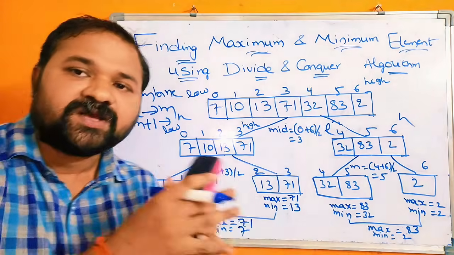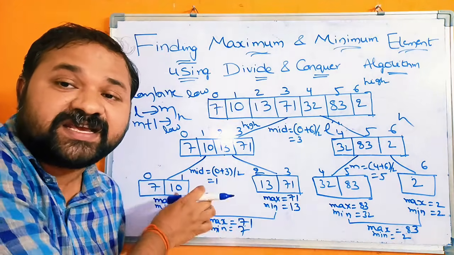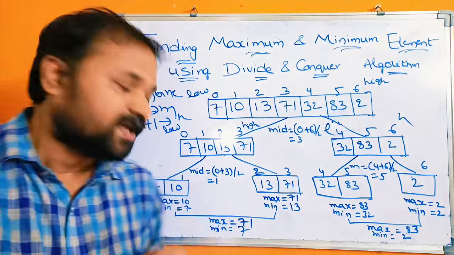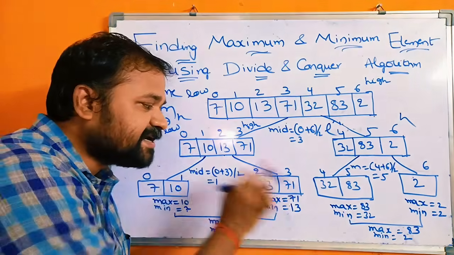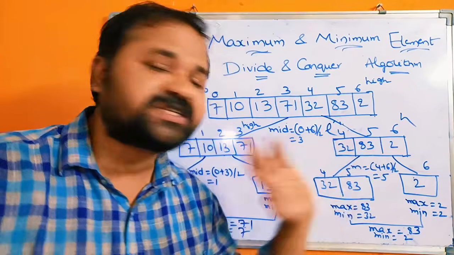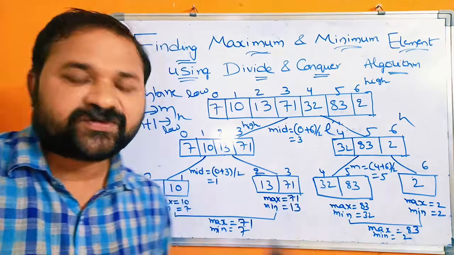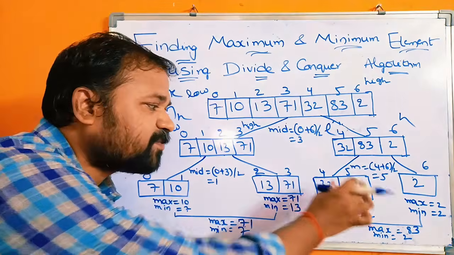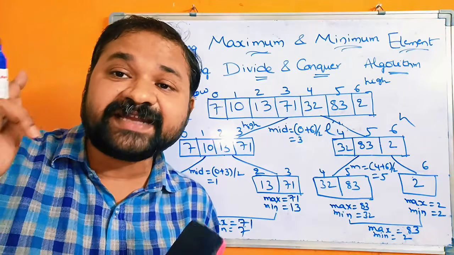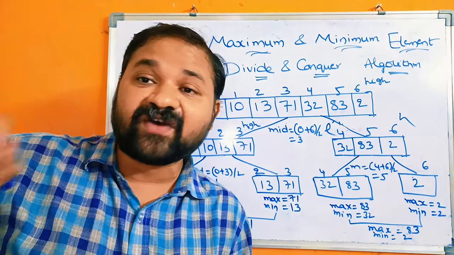Conquer step. So we have to solve each list recursively as long as the list contains either one or two elements. Here the list contains two elements. Here the list contains two elements. Here the list contains two elements. Here the list contains one element. So we have to stop the conquer process. So how long do we have to continue this conquer process? We have to solve this problem as long as the list contains either one or two elements.